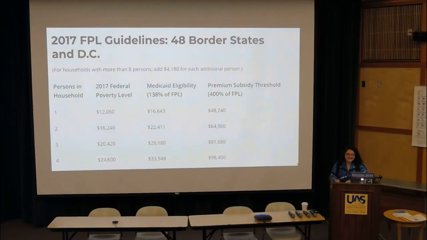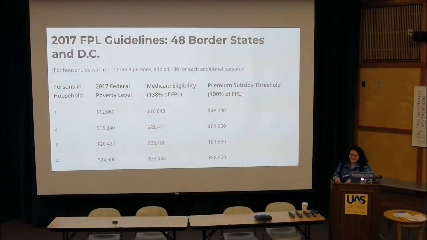Okay. So this is for 2017, the federal poverty level guidelines for the lower 48. I also have one for Alaska that I'll be showing in a bit. As you can see, for one person in the household, they need to be making $12,060 or less yearly in order to be at the federal poverty level. For a family of four, it'd be $24,600.